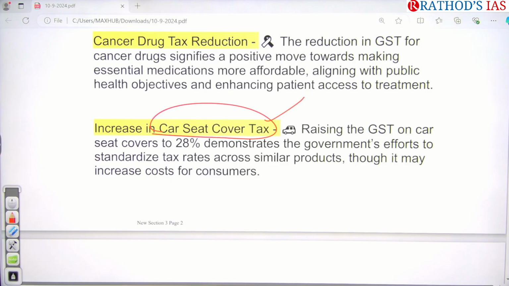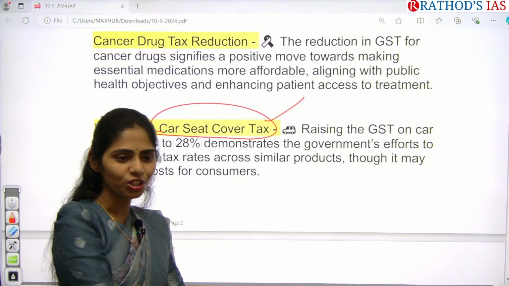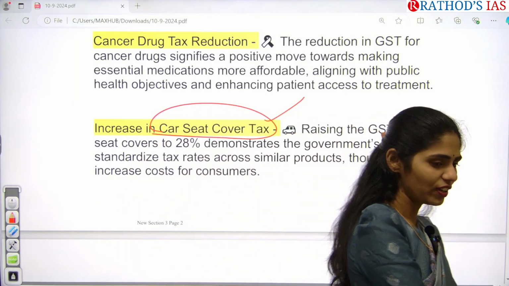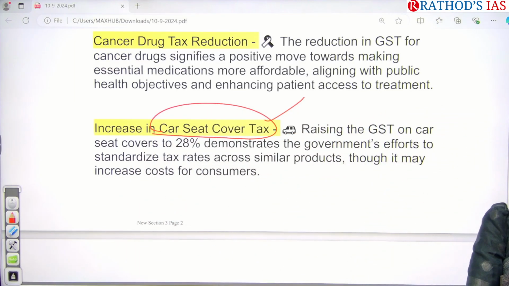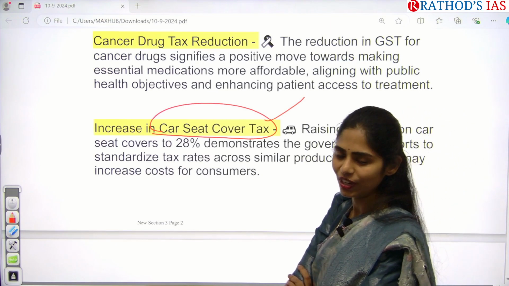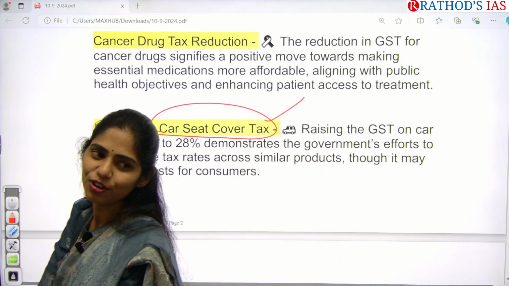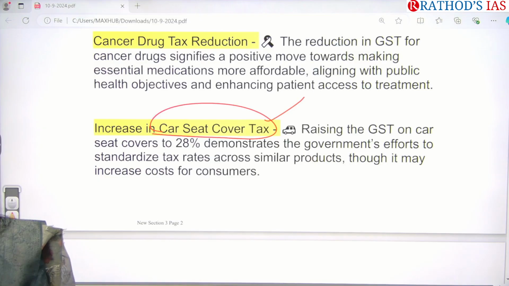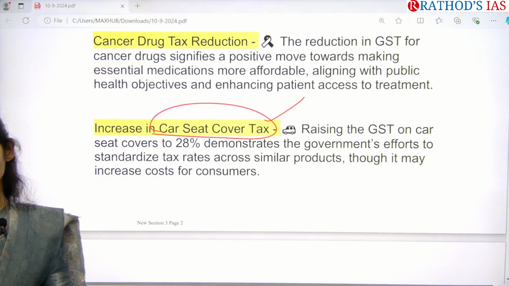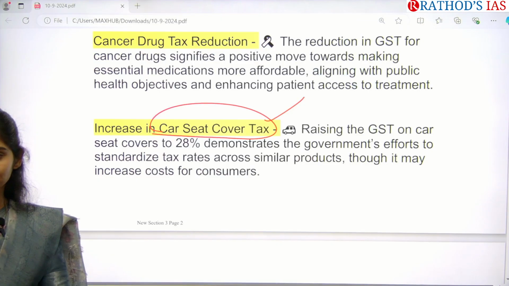Okay, so here you have to see how they are going to standardize this tax revenue, because tax revenue is also very important. Whenever they are increasing on one side and decreasing on the other, it implies that they want to maintain the proper revenue that the government is getting from GST. So this is what it implies.